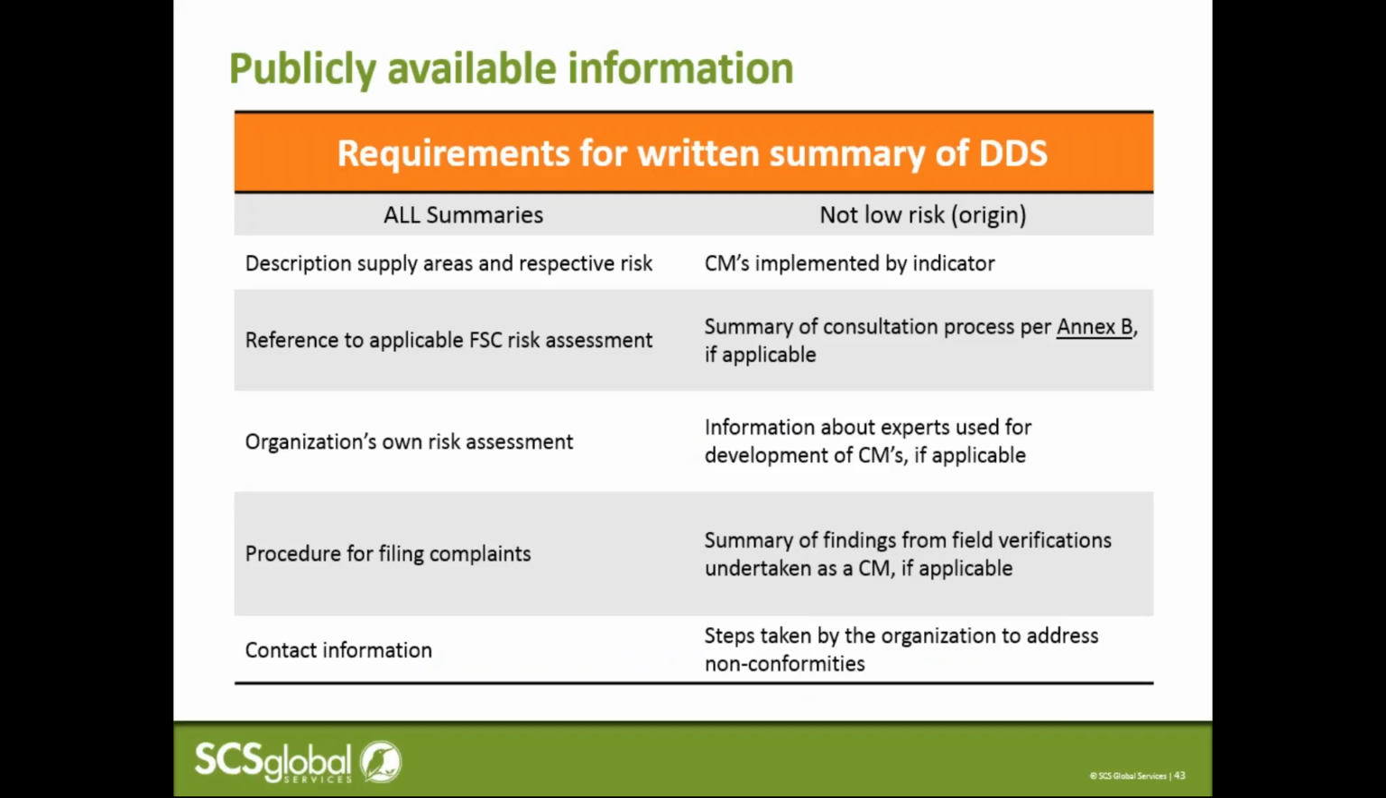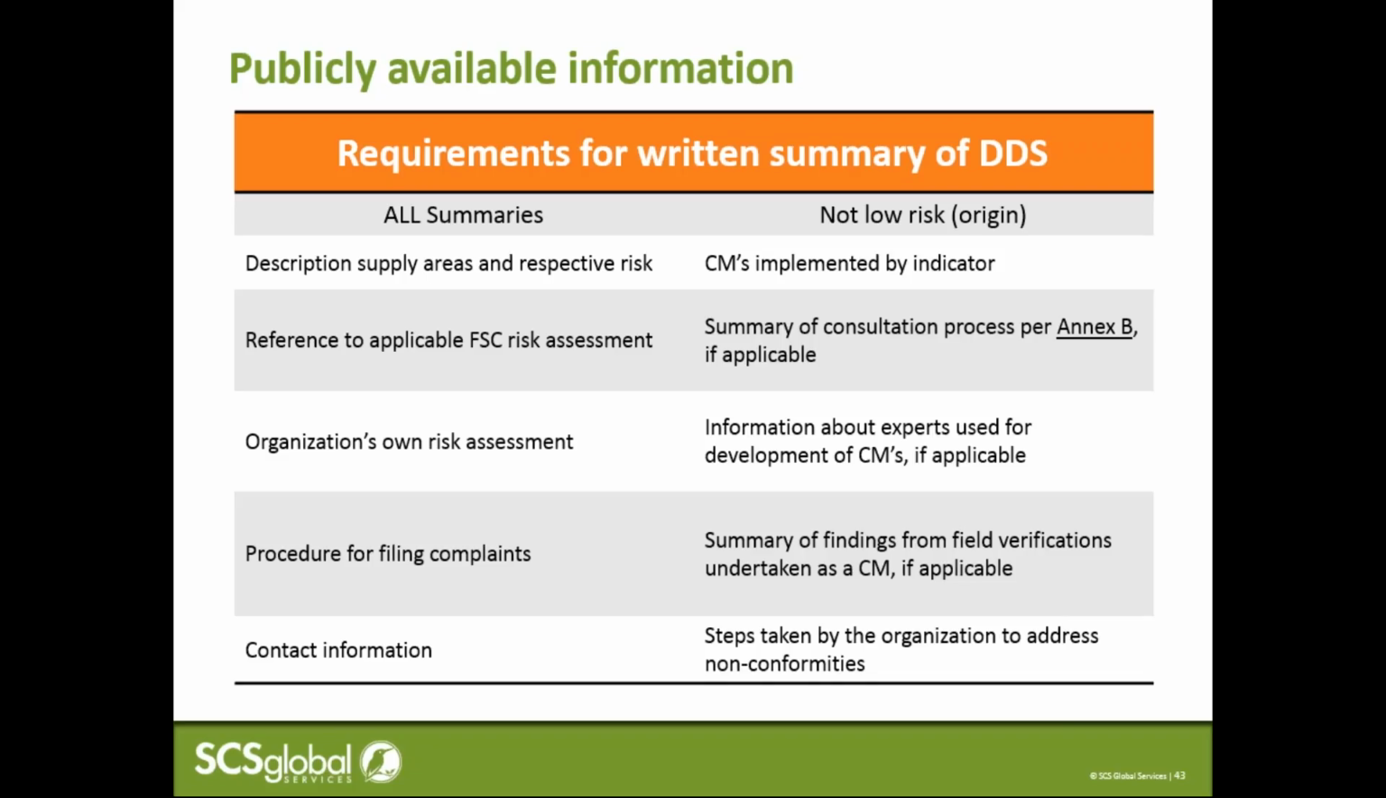This table summarizes the requirements for publicly available information. The new standard specifies information required for all public summaries, as well as information required for those areas not designated as low risk at the origin level. All public summaries will need to include a description of the supply areas and the corresponding risk, a reference to the applicable FSC risk assessment, the organization's own risk assessment, the procedure for filing complaints, and contact information.